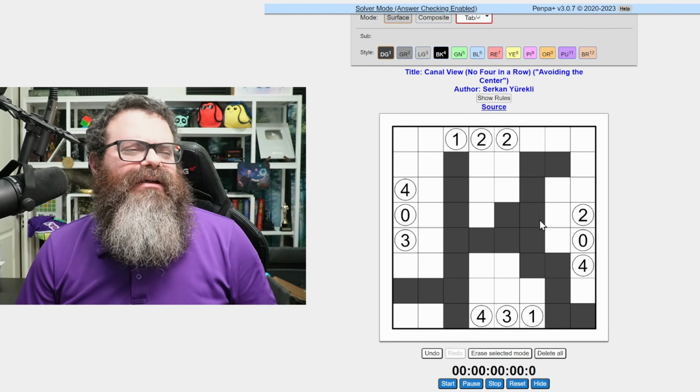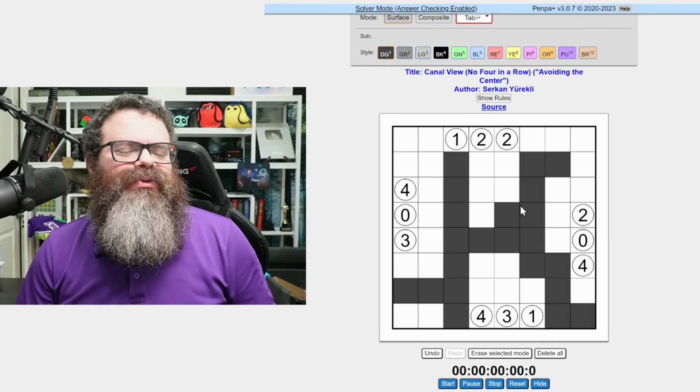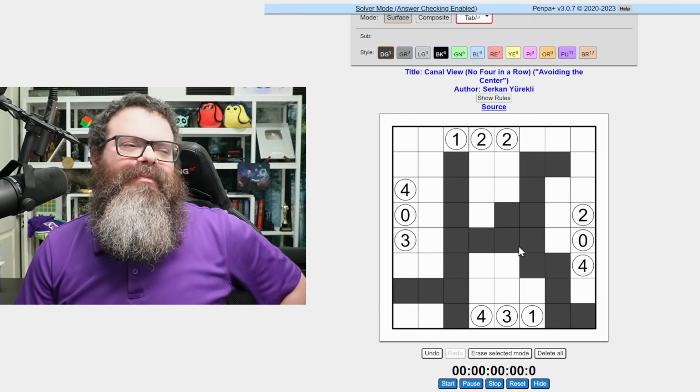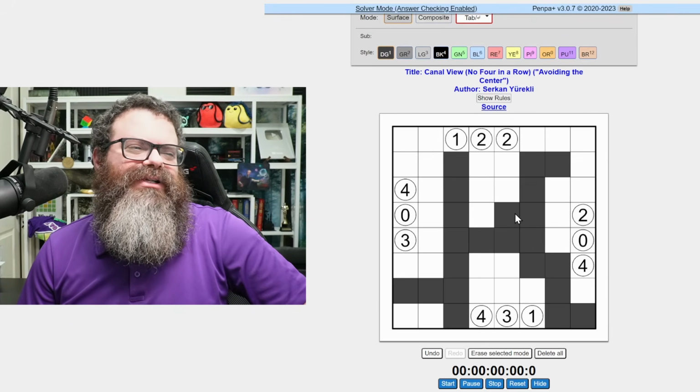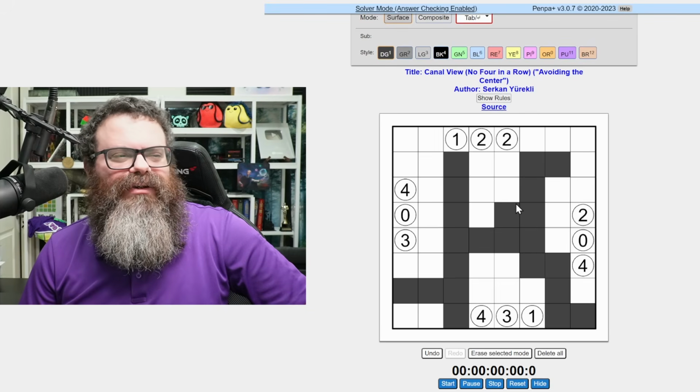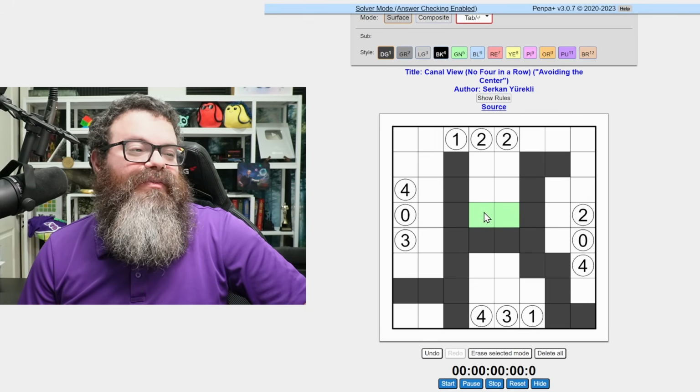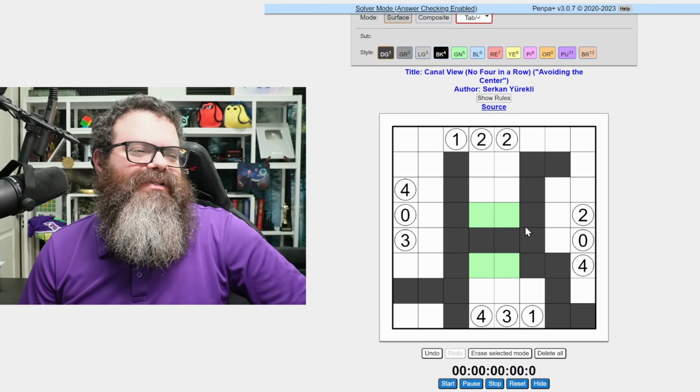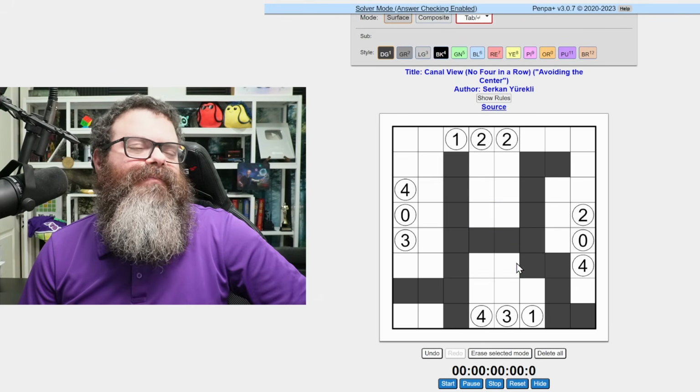Now, in addition to that, we cannot make a 2x2 area of cells, this 2x2, this 2x2, cannot be fully shaded. So here we'd have to unshade this one. We'd have to unshade this one, and this one to avoid those 2x2s, for example.